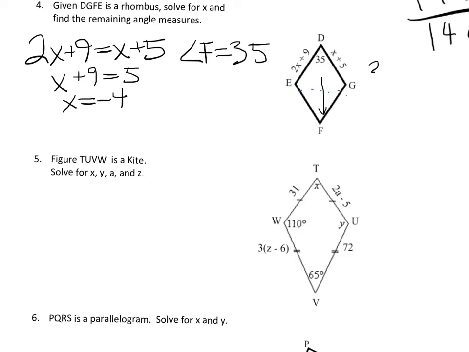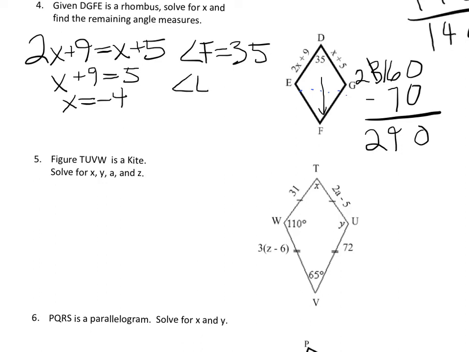So I know that 360 is the total. I know I have 35 and 35 already taken, and the sum of 35 and 35 is 70. So I'm just going to subtract 70 degrees from it all to get 290 degrees. So that's angle E and G, but I need to do half of that. So I know half of 290 is 145. So angle E is 145 and angle G is 145.